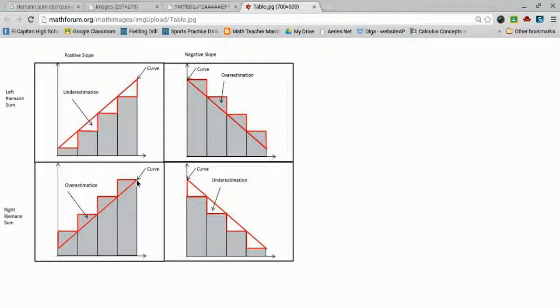Right Riemann sum is taking the farthest right point, going to the left when you hit your left endpoint. Opposite from when I did the left Riemann sum. I went from the left beginning point to my right, and I did the same thing, left to right. Again, with positive slope, I have an underestimation for a left Riemann sum and an overestimation for a right Riemann sum.